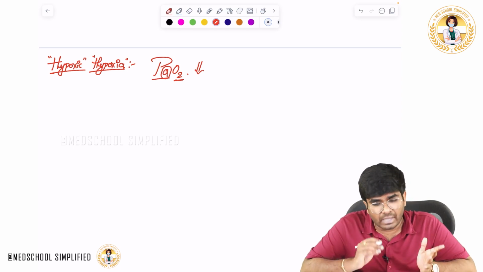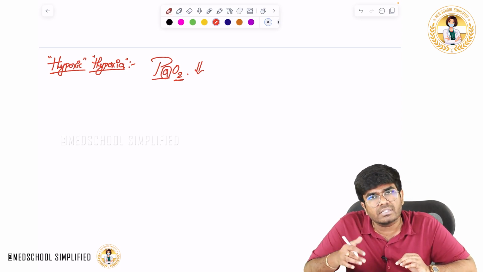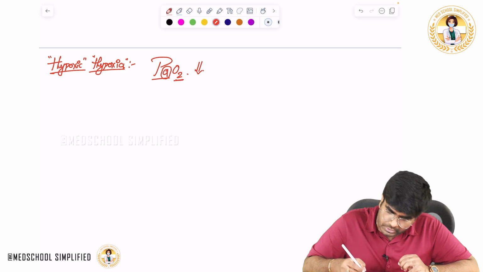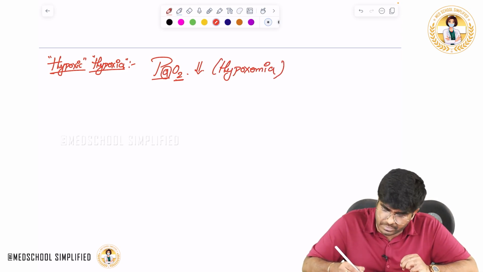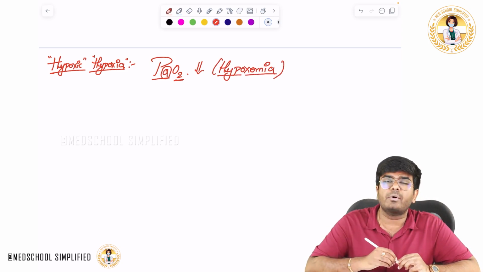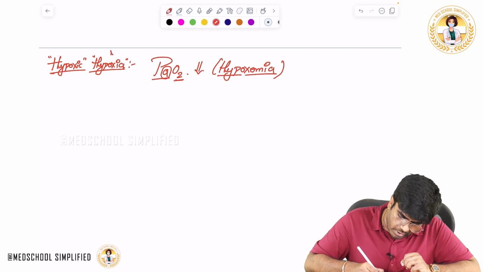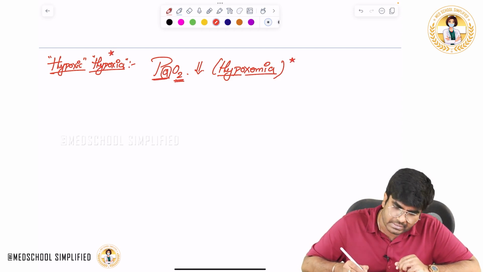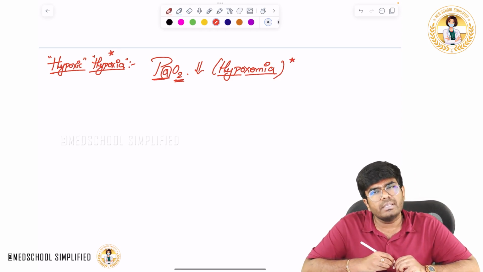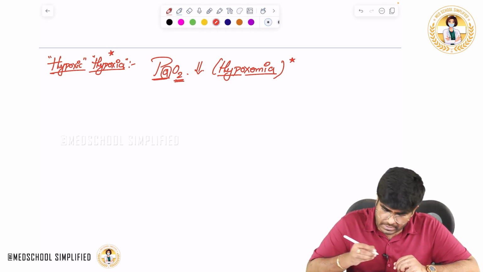First of all in the arterial blood there is less oxygen, that's why there is less oxygen going to the tissues. So there is hypoxemia. Okay, hypoxemia means less oxygen in the blood. So in hypoxic hypoxia, hypoxemia is there. Partial pressure of oxygen is reduced. What might be the reason? Why? What might be the reason?